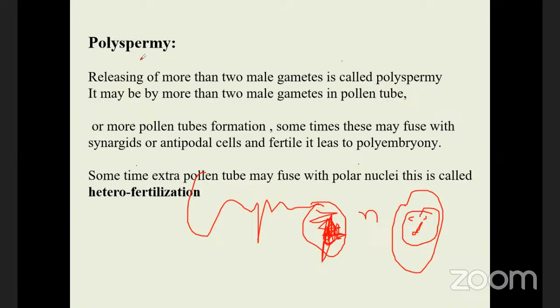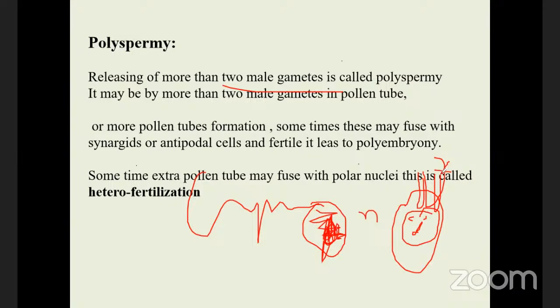Okay, and sometimes polyspermy also happens. That means more than two male gametes. If more than two male gametes are released through the pollen tube into the ovule embryo sac, that is polyspermy. Sometimes not a single pollen tube, but more pollen tubes may be formed: two, three, four pollen tubes. Usually, whenever one pollen tube starts germinating, the germination of the remaining pollen tubes will be stopped by the callose plug there at the stigma.